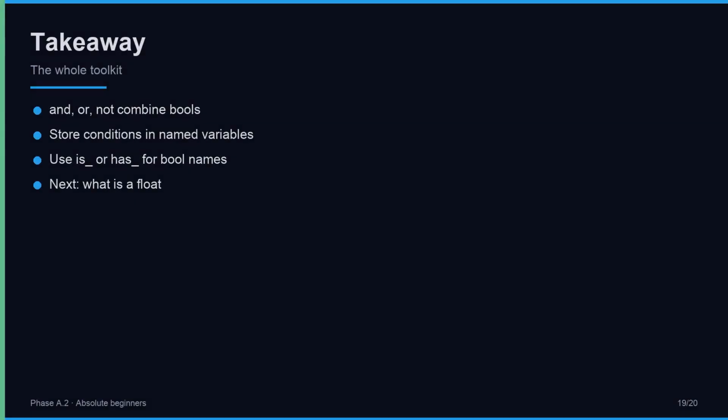The takeaway, in one breath. Bools answer yes or no, and the words and, or, not let you combine those answers into real decisions. Name your decisions with variables, start bool names with is or has, and use parentheses when logic gets crowded. That is the entire toolkit for everyday reasoning in code. In the next lesson we step away from logic for a moment and meet the float type, numbers with a fractional part. The whole toolkit.